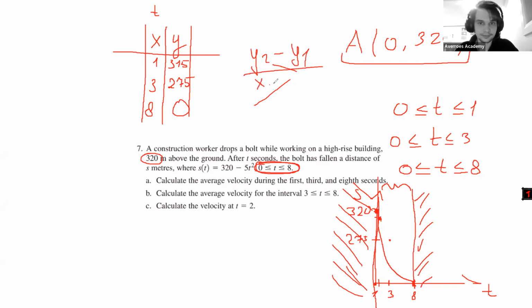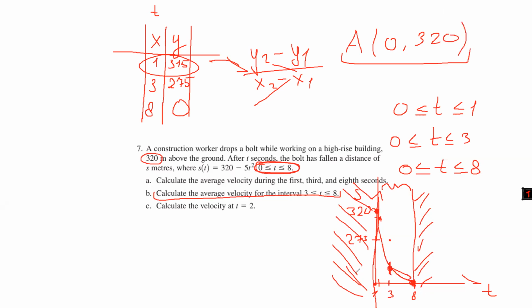So you can easily take these values, put them in here, and calculate the average velocity. What would you do in this interval from 3 to 8? Same thing: just plug in the values from 3. Yes, exactly. And to calculate the velocity at time t=2, use a tangent line.